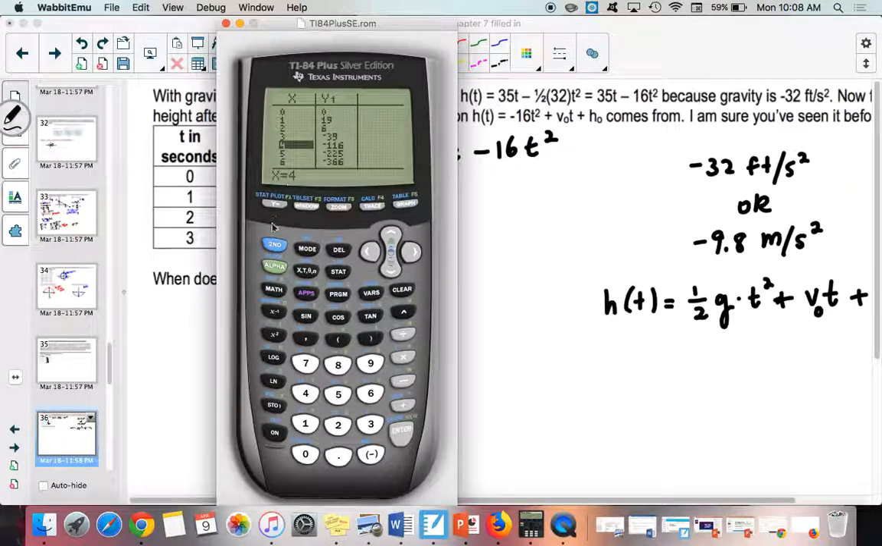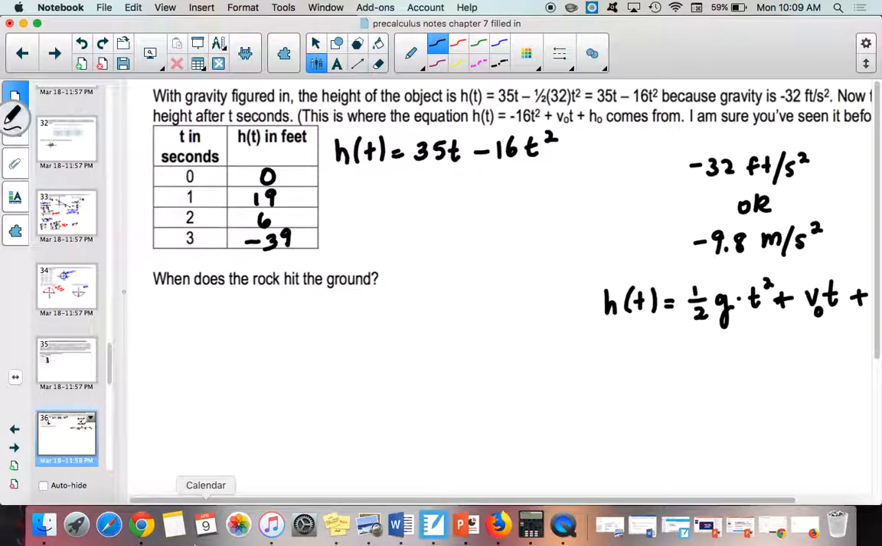So Anna Catherine, if you do second, and then above window it says table set, hit that button. You can make it so that your independent says ask. And then when you go into your table, it's just blank, and you can put in whatever values you want. So this is like a t-table that your calculator does for you. Whatever value you wanted for t, you can put it in, and you get all those values. Does that make sense? Does everybody have that? Okay, so what does it mean if I'm at a height of negative 39?